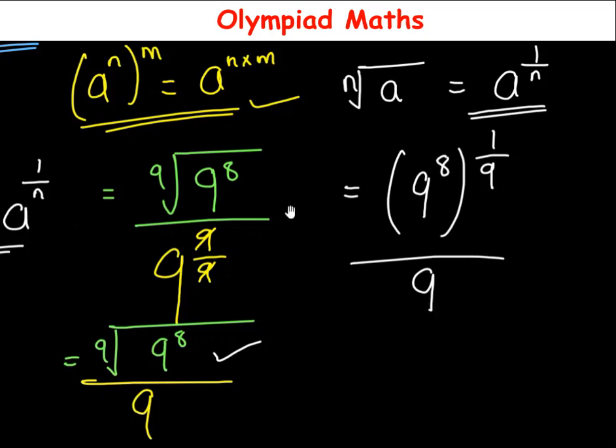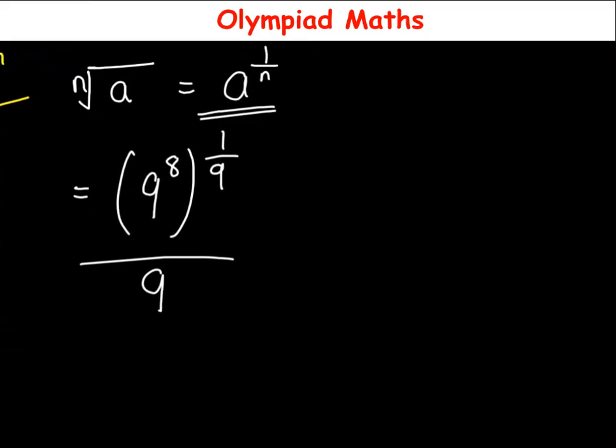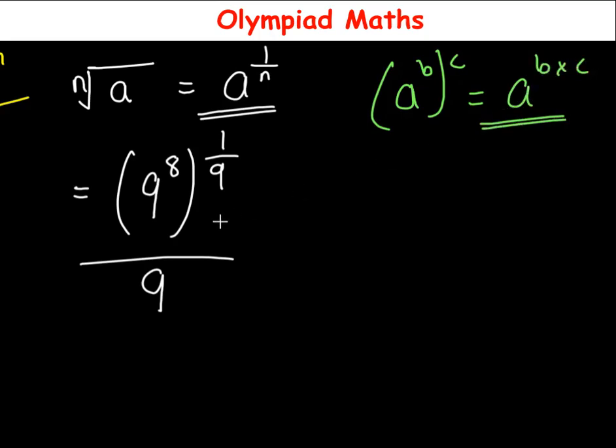So with this, we are going to apply this principle that if you have a raised to power b, all power of c, this is equal to a raised to power b times c. Applying this principle right here, this then gives us the value to be equal to 9 to the power 8 multiply power 1 over 9, that will become 8 over 9, then all over 9.